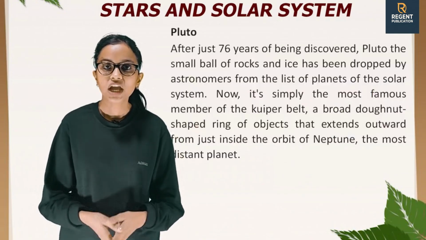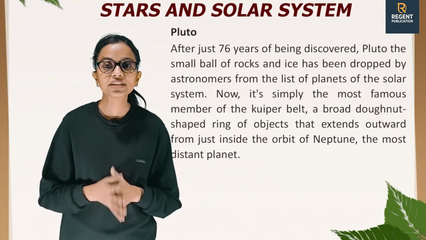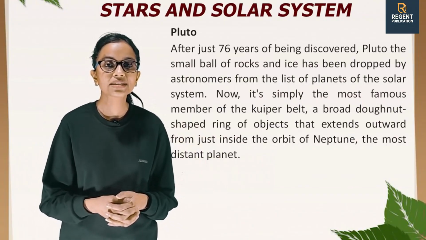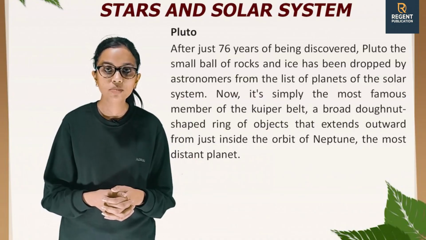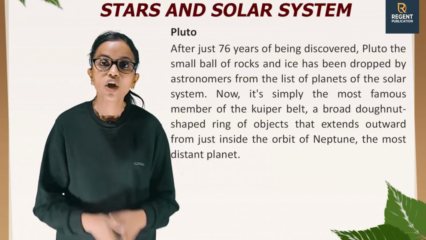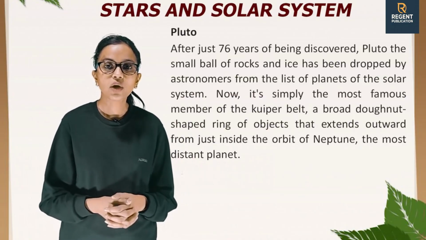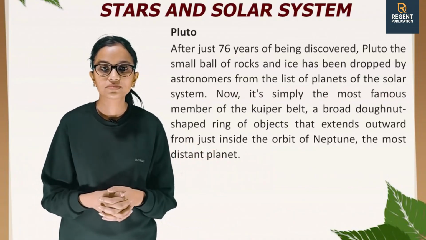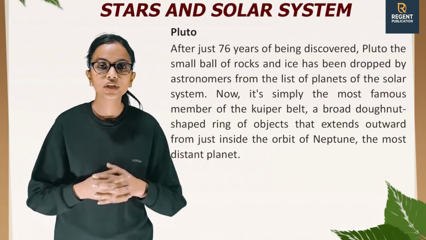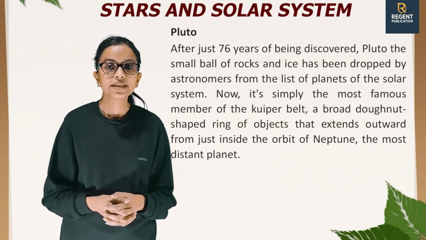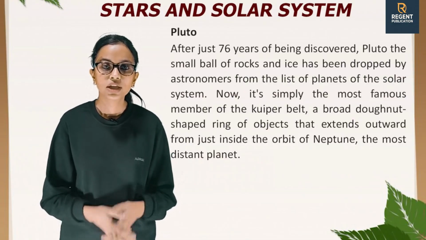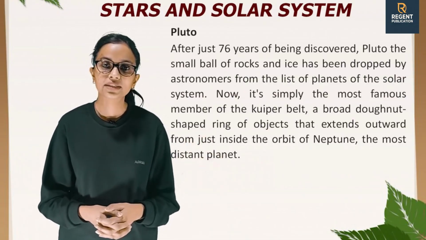Pluto. After just 76 years of being discovered, Pluto, the small ball of rocks and ice, has been dropped by astronomers from the list of planets of the solar system. Now, it's simply the most famous member of the Kuiper belt, a broad donut-shaped ring of objects that extend outward from just inside the orbit of Neptune, the most distant planet.